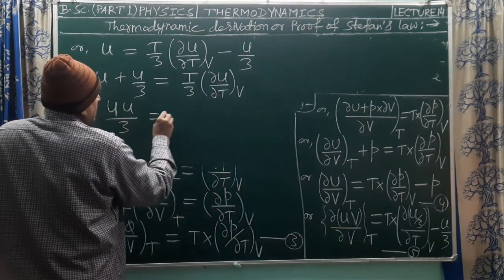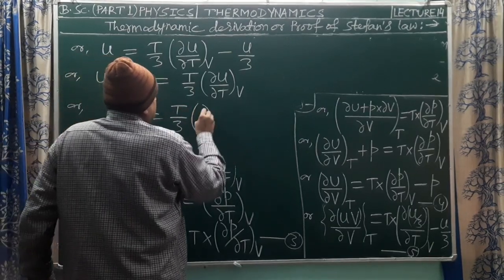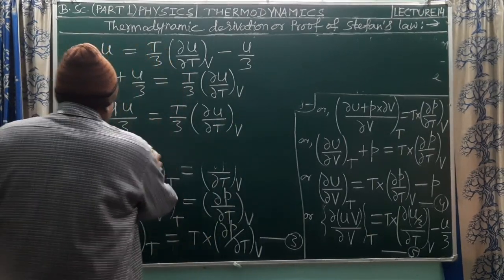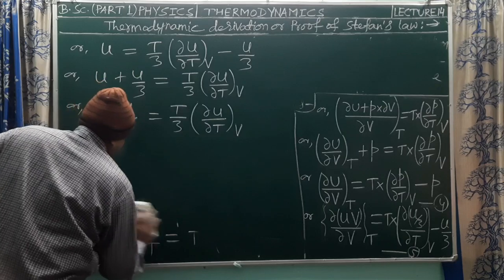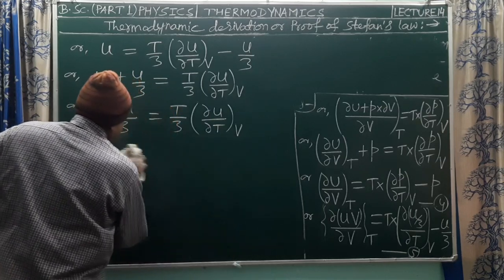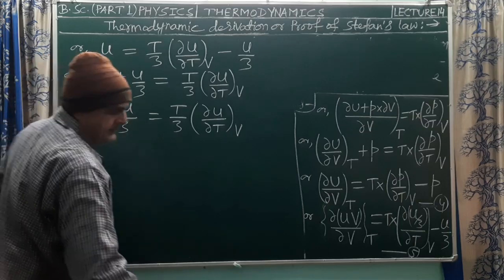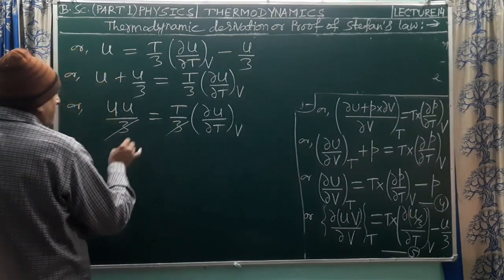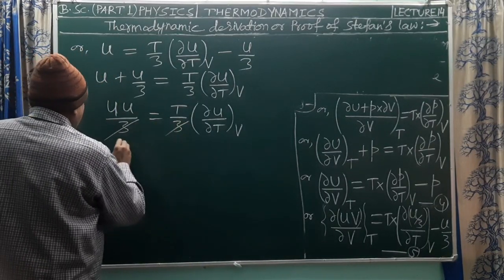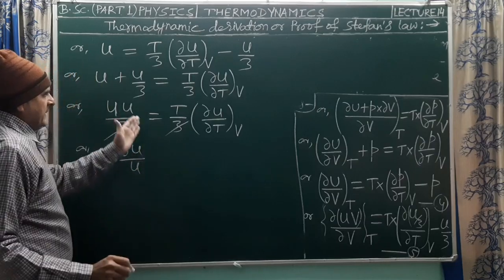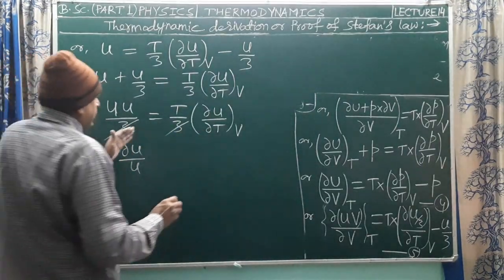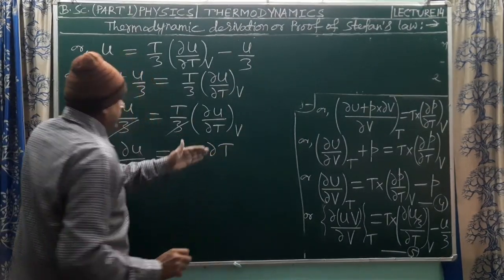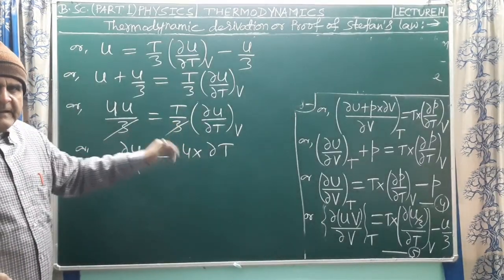4u upon 3 equals T upon 3 del u upon del T at constant volume V. Now the 3 and 3 will cancel out in the denominator of the LHS and RHS. Now we have del u upon u, with the u terms on one side, equal to 4 multiplied by the T term on the other side. In the LHS, the T term is on one side and the u term on the other side.